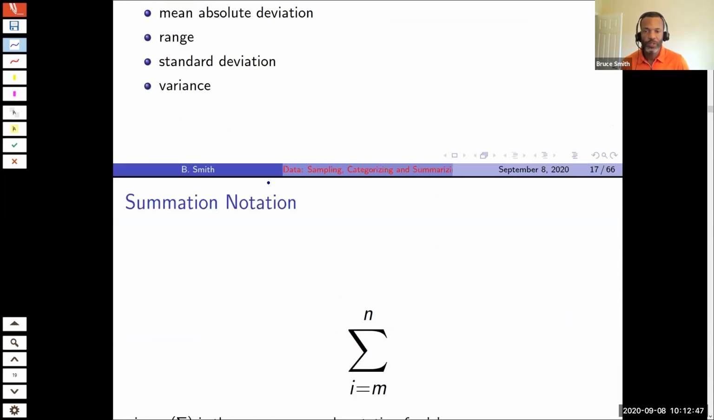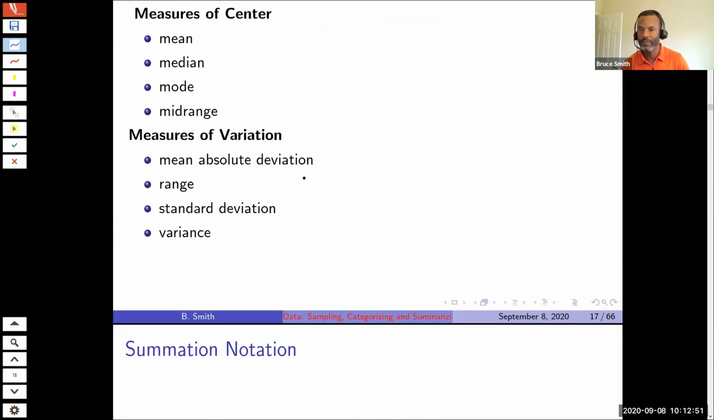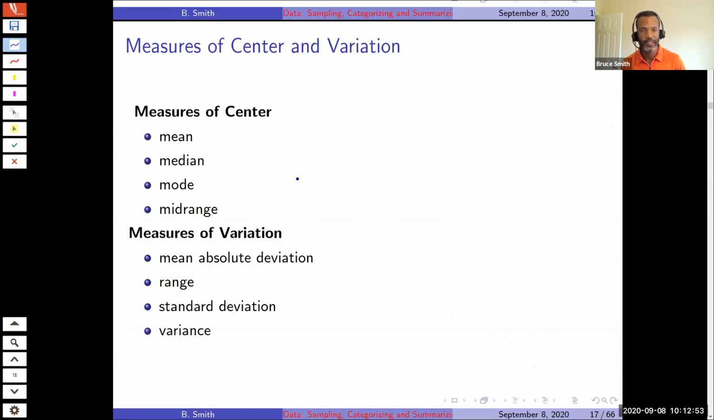I will use summation notation. So I'm going to move into this area. This is now getting us into chapter 3.